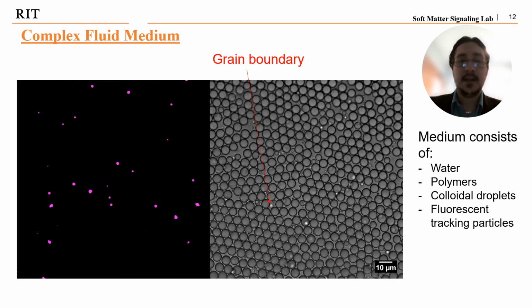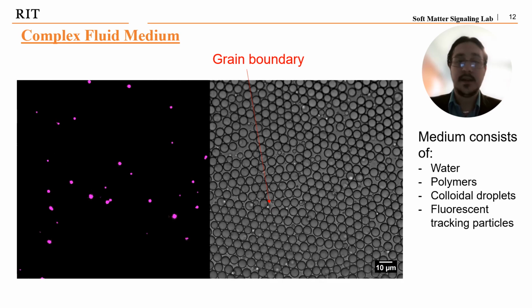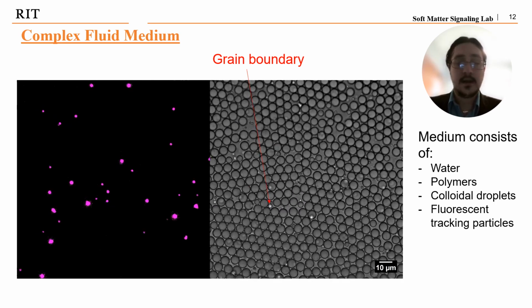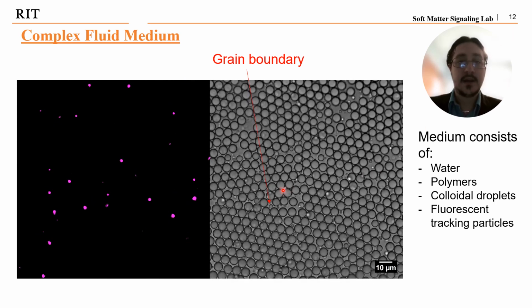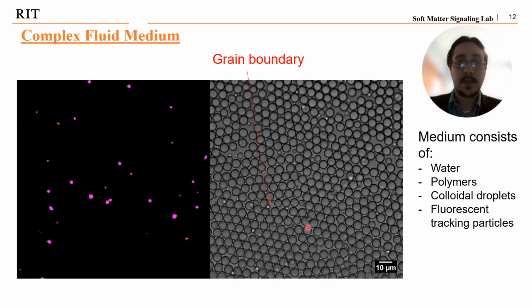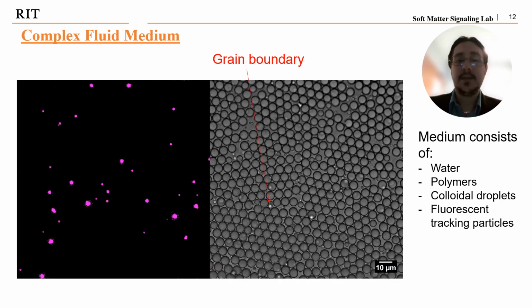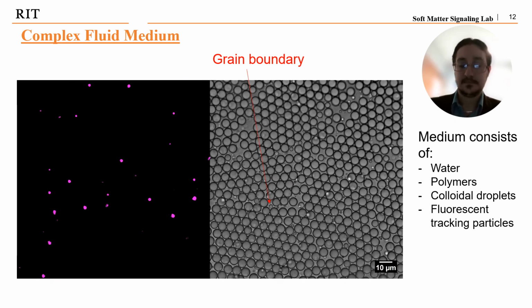So now we can see that polymers have caused these colloids to swell, and they're much bigger in size than they were before. Now, if we look closely, we can also see these grain boundaries throughout the images, where the droplets are becoming misaligned. Now, this is because there is a crystal that is being formed in this complex fluid.